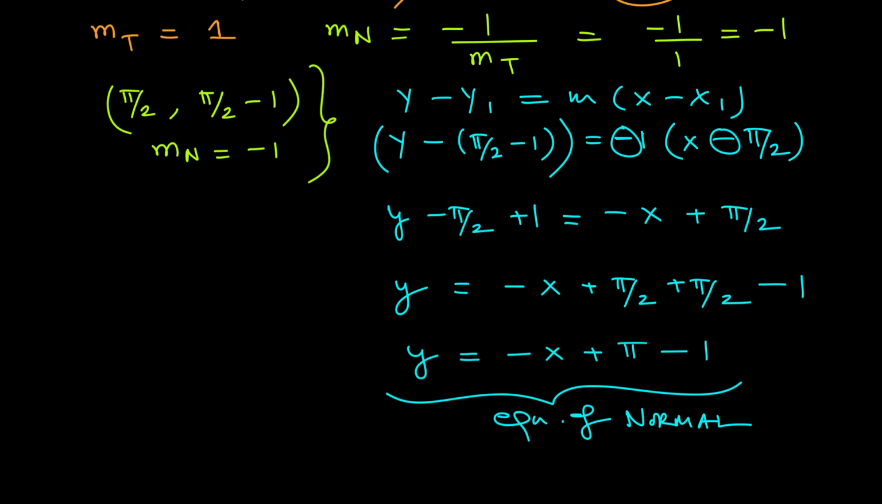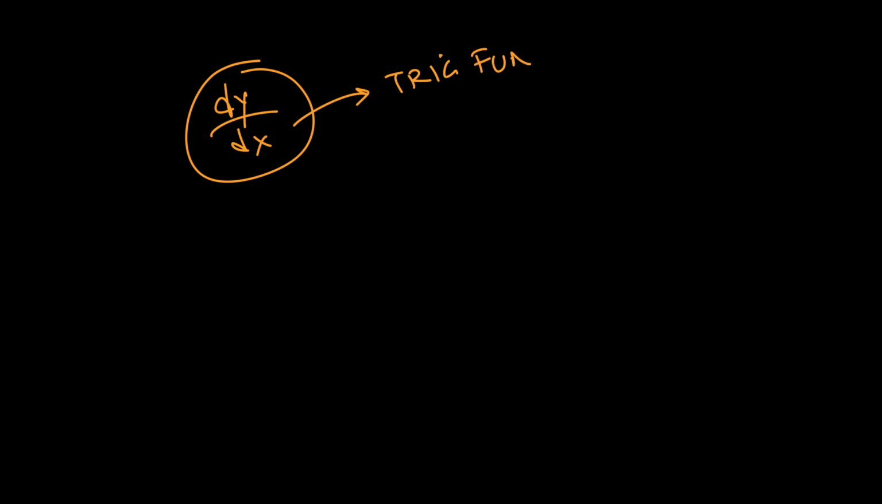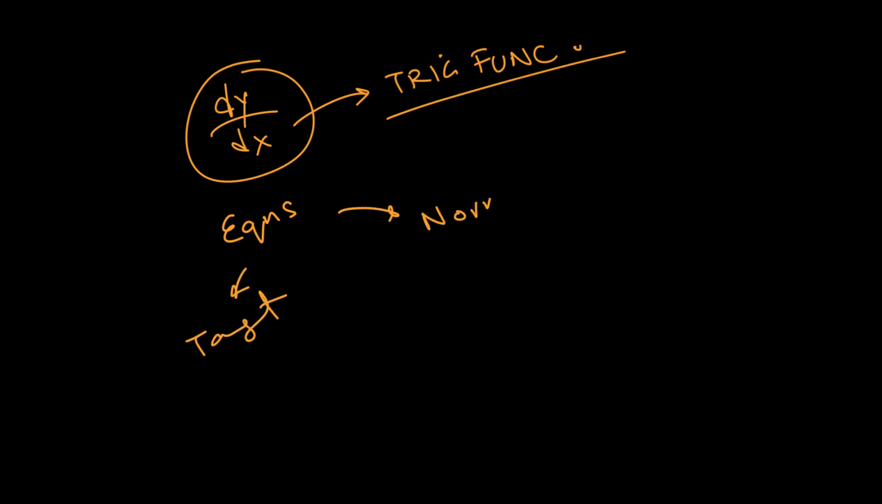So what we have learned in this particular video is that we have revised again how to find the derivatives of trig functions and how to use these derivatives to find equations of tangents and equations of normals. We know that dy by dx is gradient of tangent and gradient of normal is negative reciprocal of gradient of tangent.